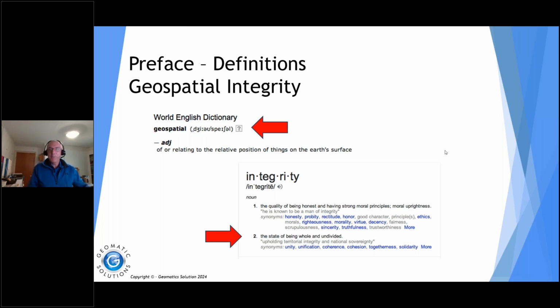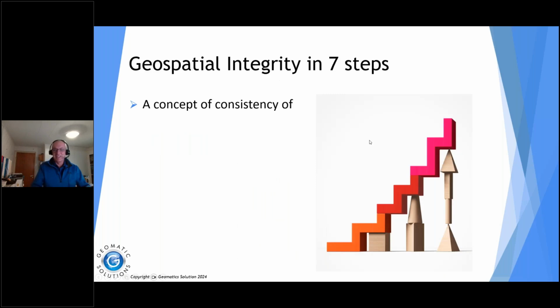Right. What we're going to talk about now is geospatial integrity in 7 steps. So let me just go and change the screen again. Yeah, just interrupt me if something goes wrong. I see on the webinar that sometimes there's some kind of red thing flashing up. Maybe that's saying you can't see it. Let me keep an eye on that, see if it comes up.